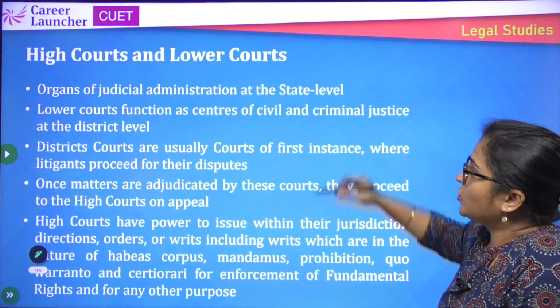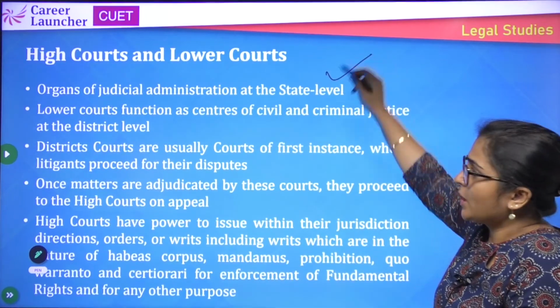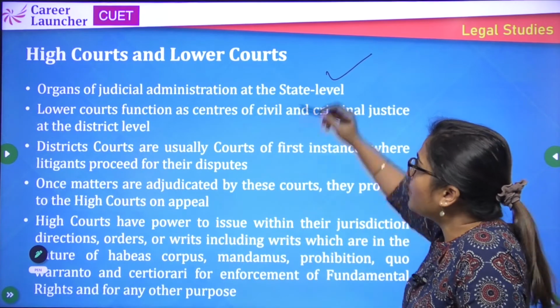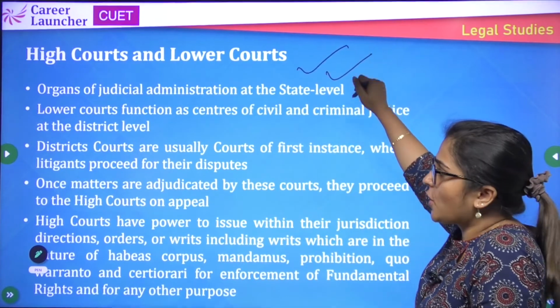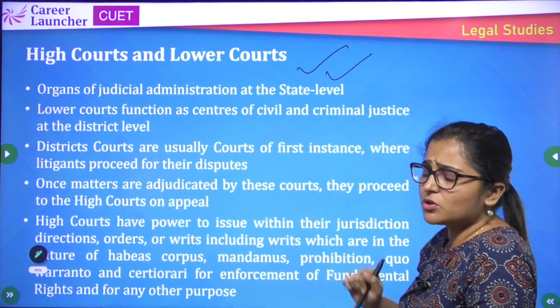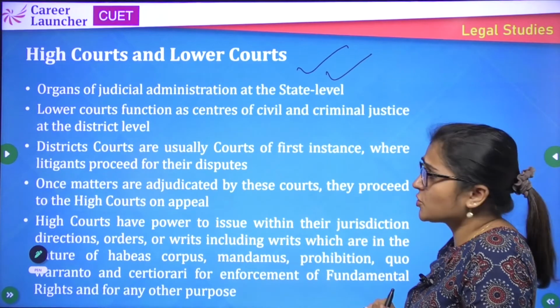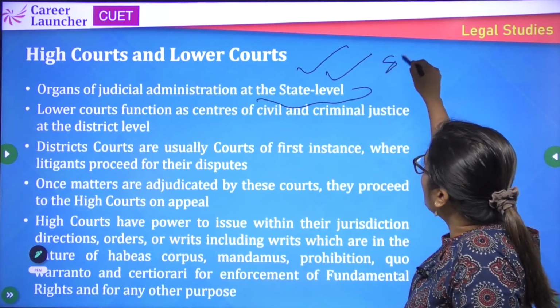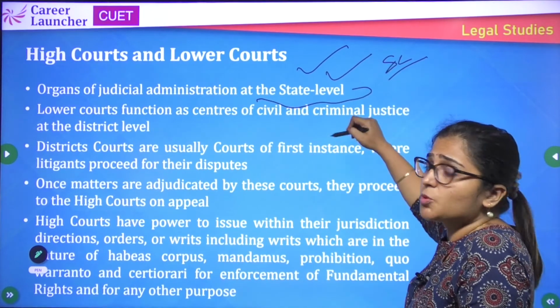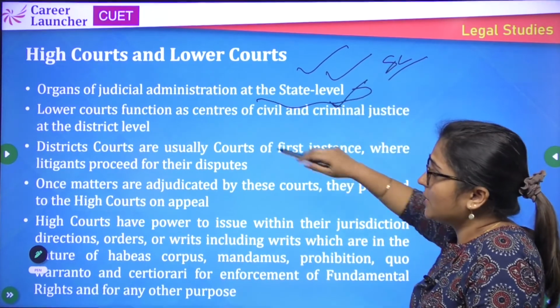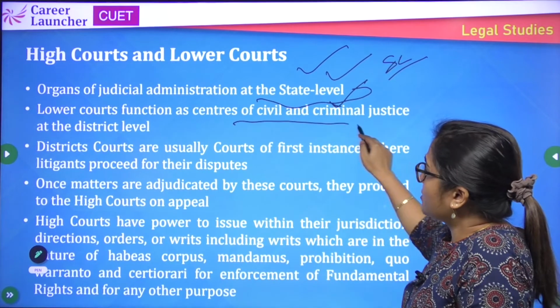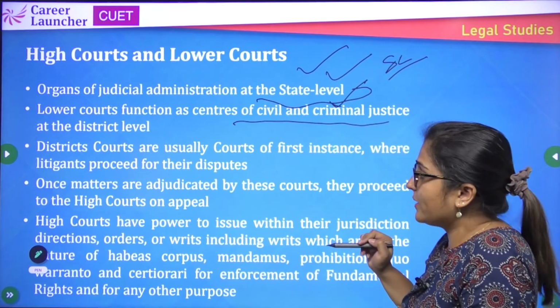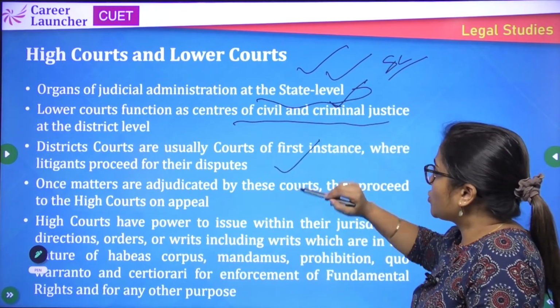Then high courts and lower courts. As we discussed about the Supreme Court, similarly there are provisions for High Court and Lower Court. High Court is also having original jurisdiction, appellate jurisdiction. So organ of judicial administrator at state level. Supreme Court तो national level पे, state के dispute के लिए we have High Court at state level. Then lower court function as centers of civil and criminal justice at district level. District court are usually courts of first instance.